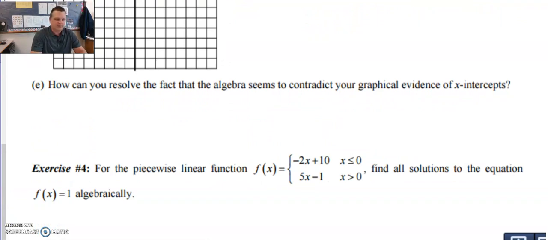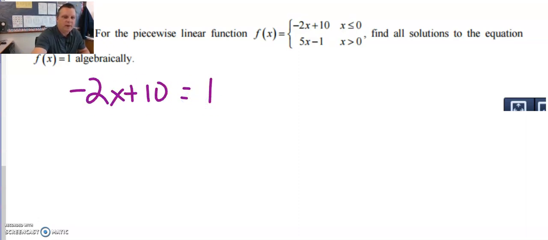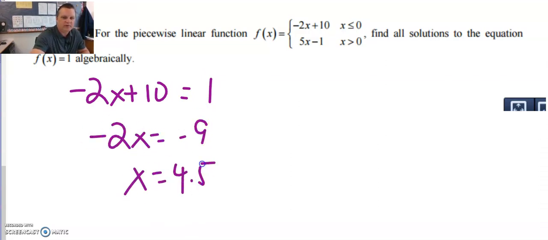In the last one, exercise 4, because I'm looking at my time, for the piecewise function, find all solutions to the equation f of x equals 1. So we want our f of x to equal 1. So that means we do look at both equations, and f of x is 1. So I have negative 2x plus 10 equals 1. Minus 10, I have a negative 2x equals negative 9. X equals 4.5. And that would be for the top equation.